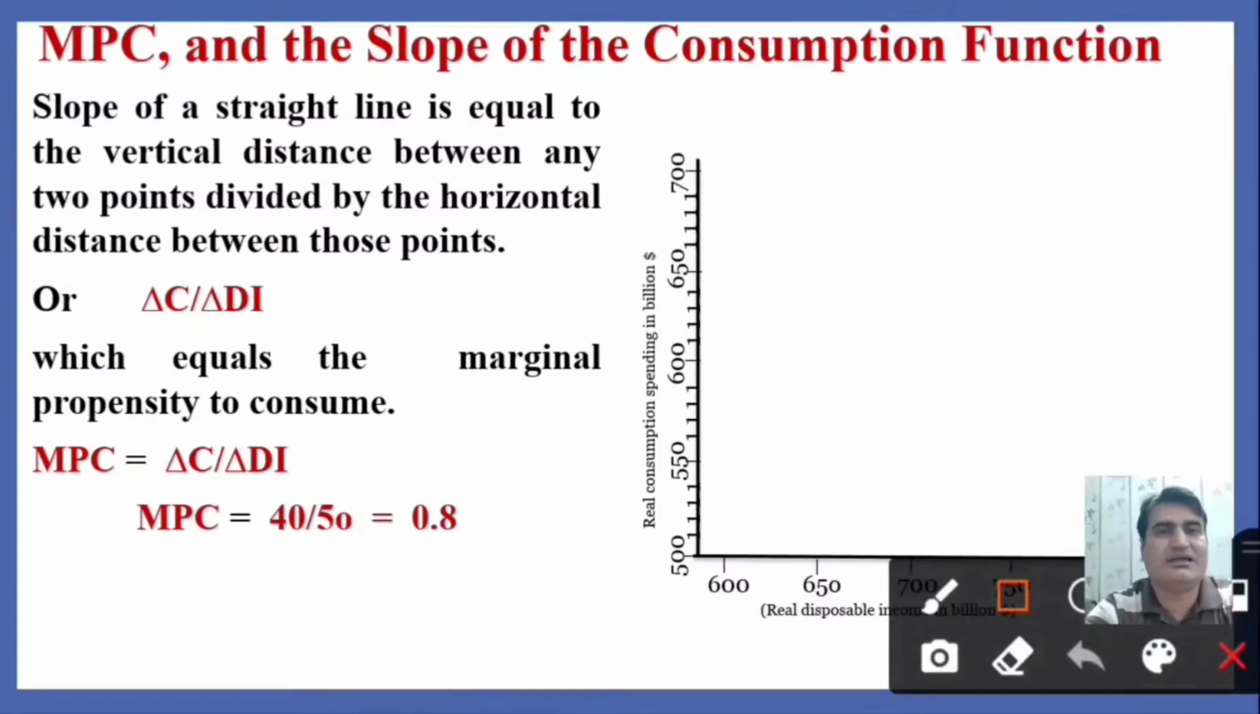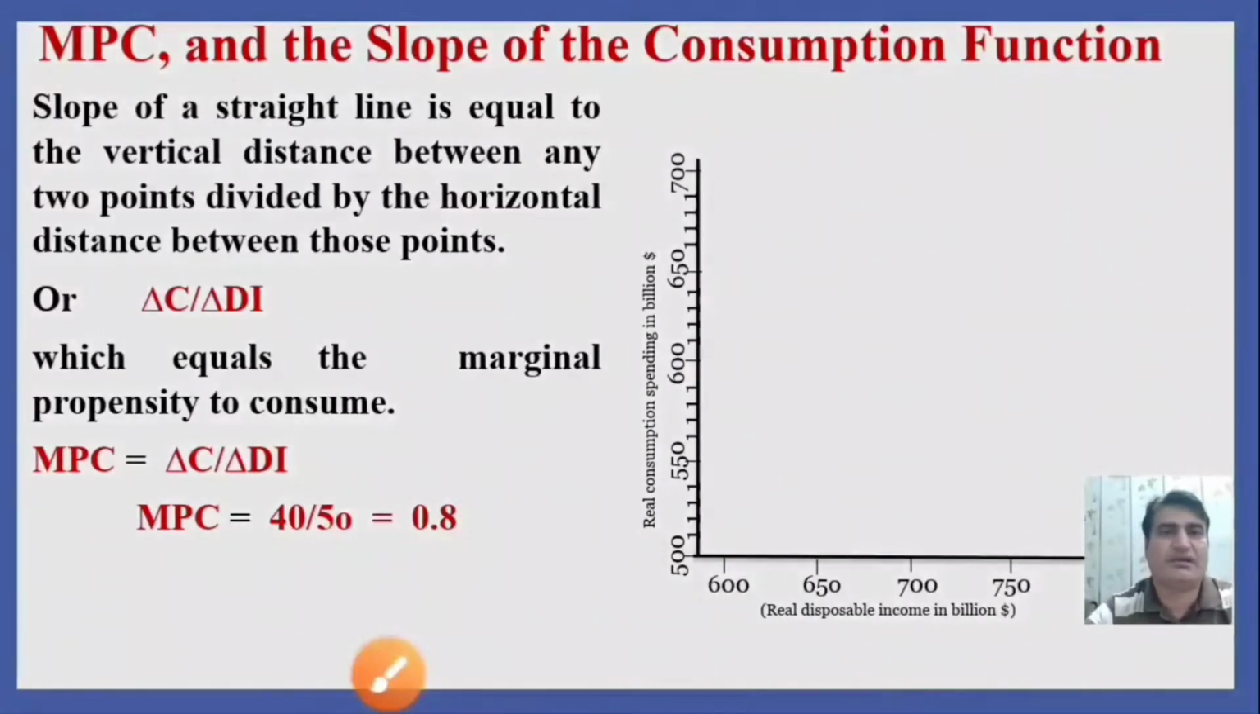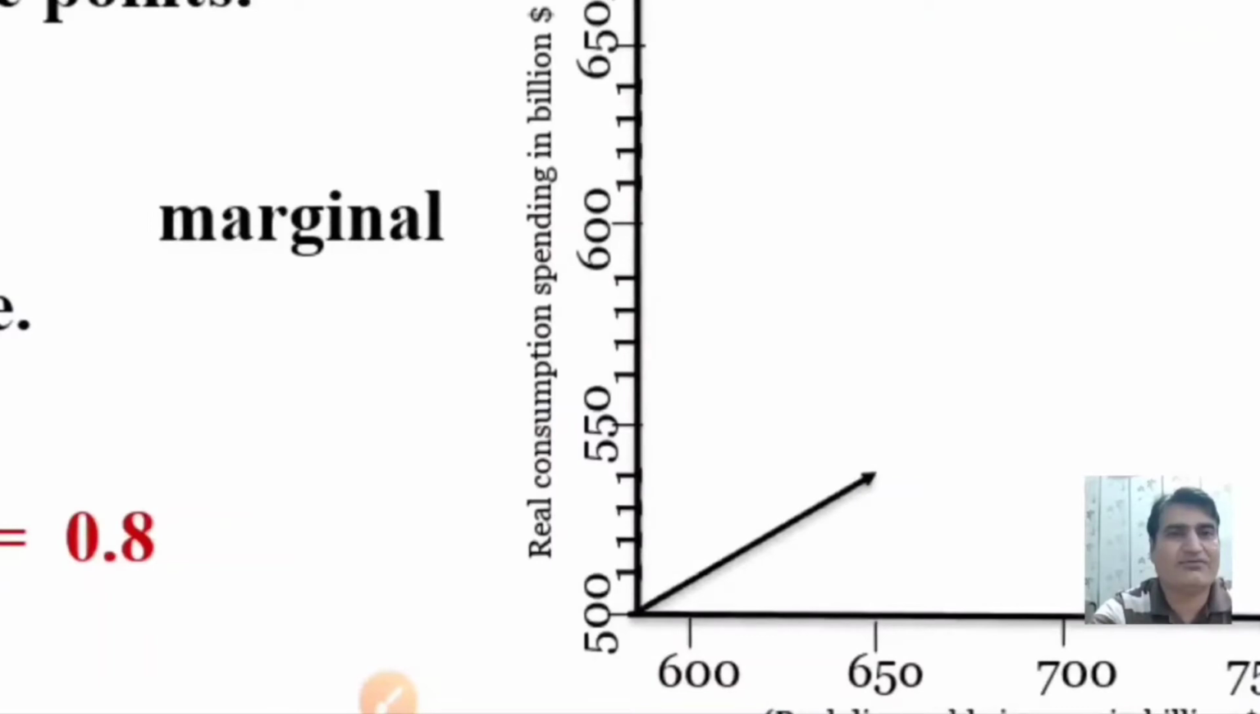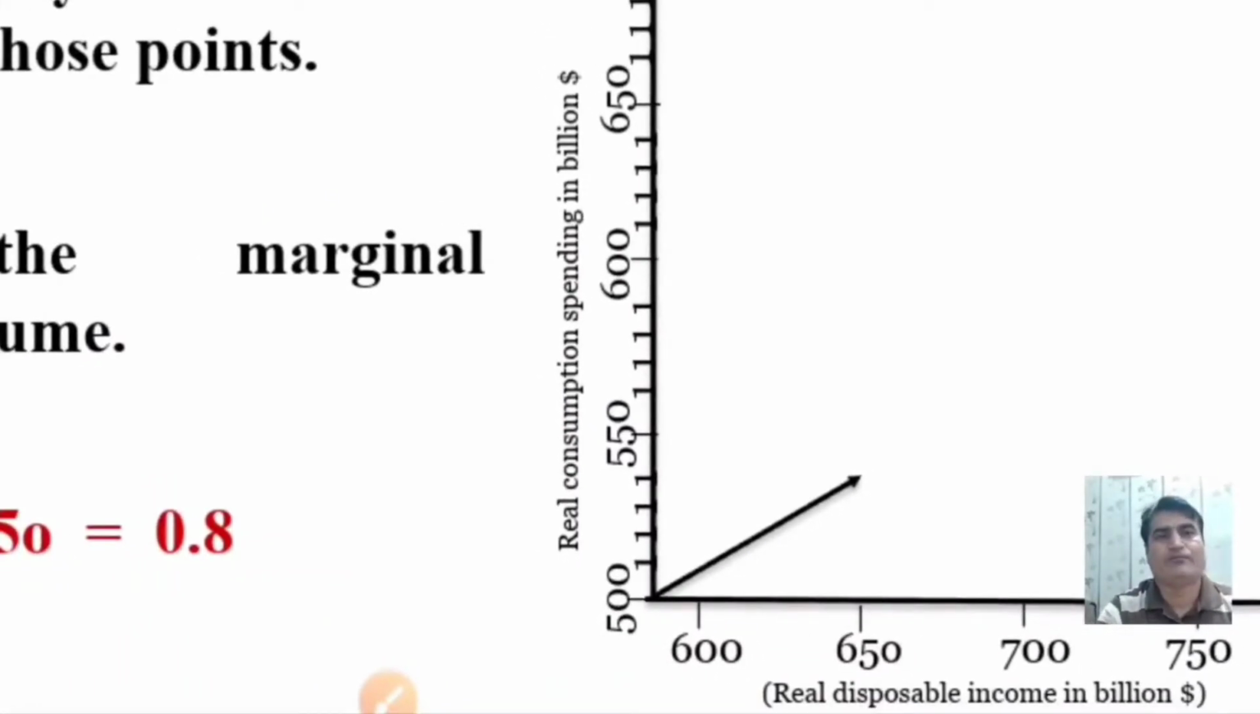With an increase in income of 50 billion, the consumption increases by 40 billion. It means the change in consumption is 40 divided by 50, so the marginal propensity to consume is 0.8. You can see here in the graph that real consumption spending and real disposable income have been measured on the y-axis and x-axis respectively.